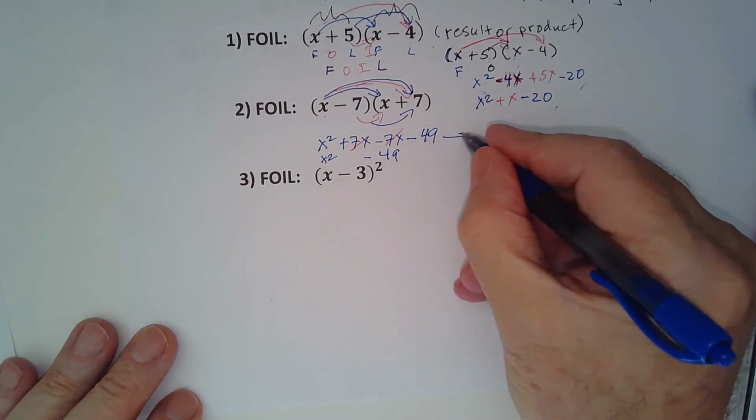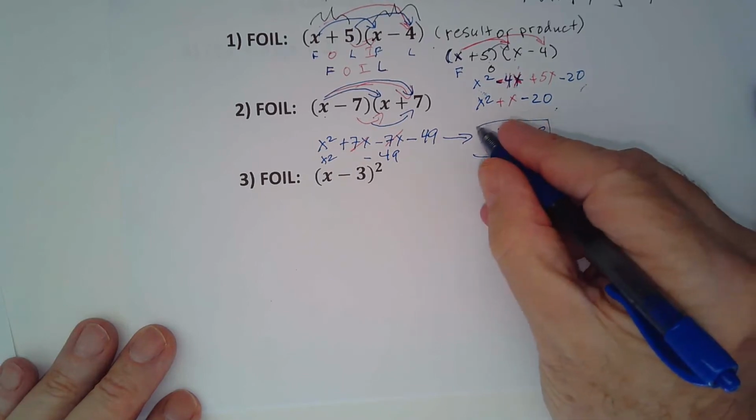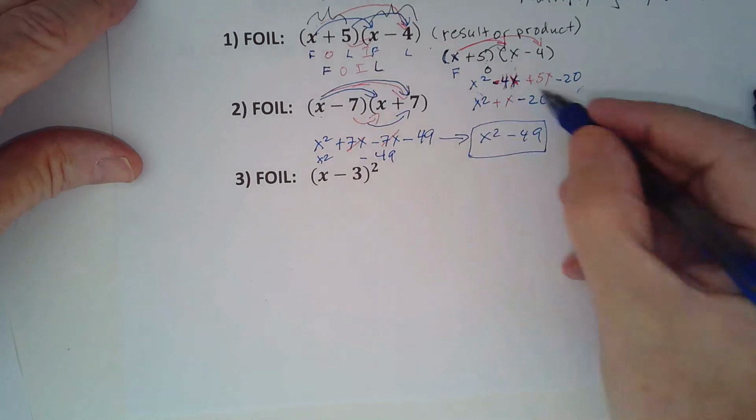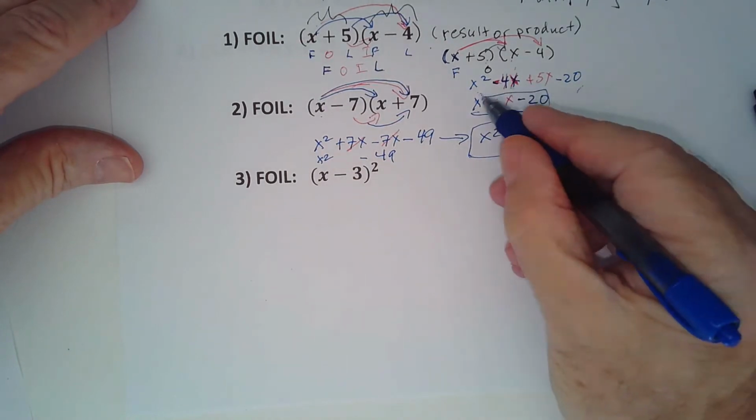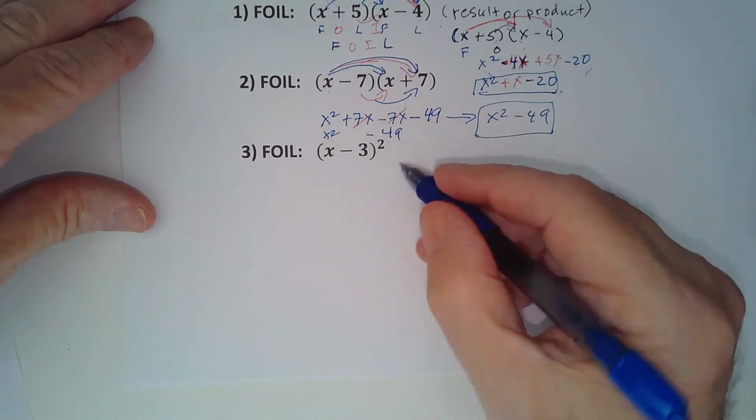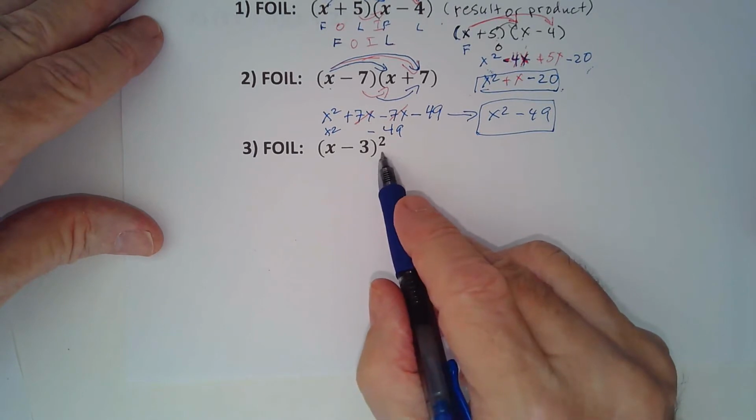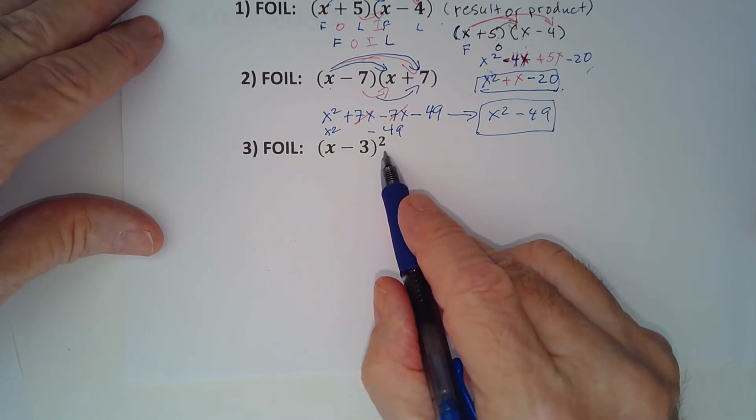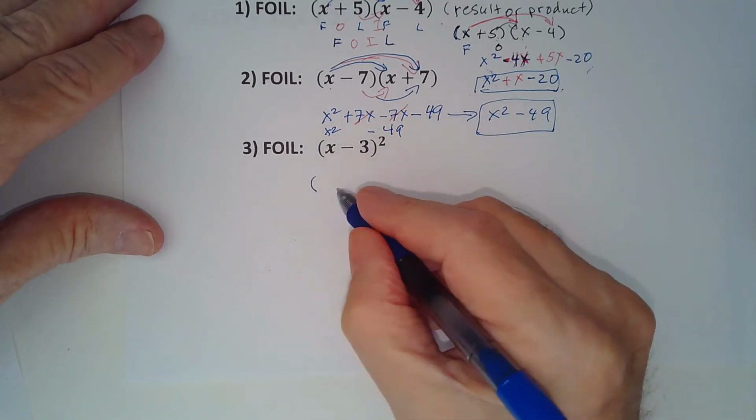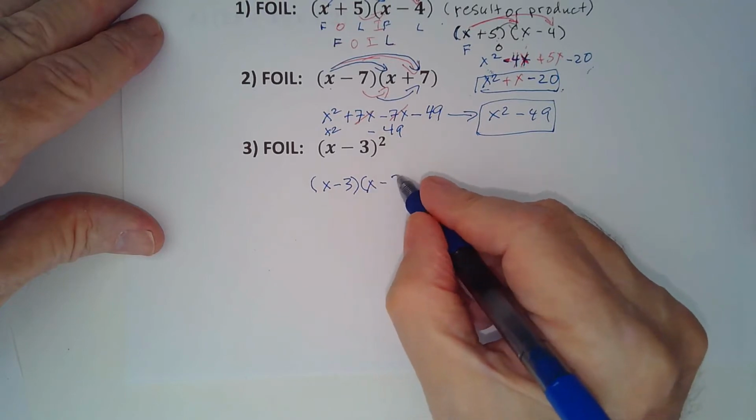So let me just bring that over here. X squared minus 49. So that's what you get when you FOIL this. And of course then for number 1, this is what you get. Okay. All right, so the last one, now this one is x minus 3 squared. Because it's squared, that just means that you're multiplying x minus 3 times itself. So you rewrite this as x minus 3 times x minus 3.